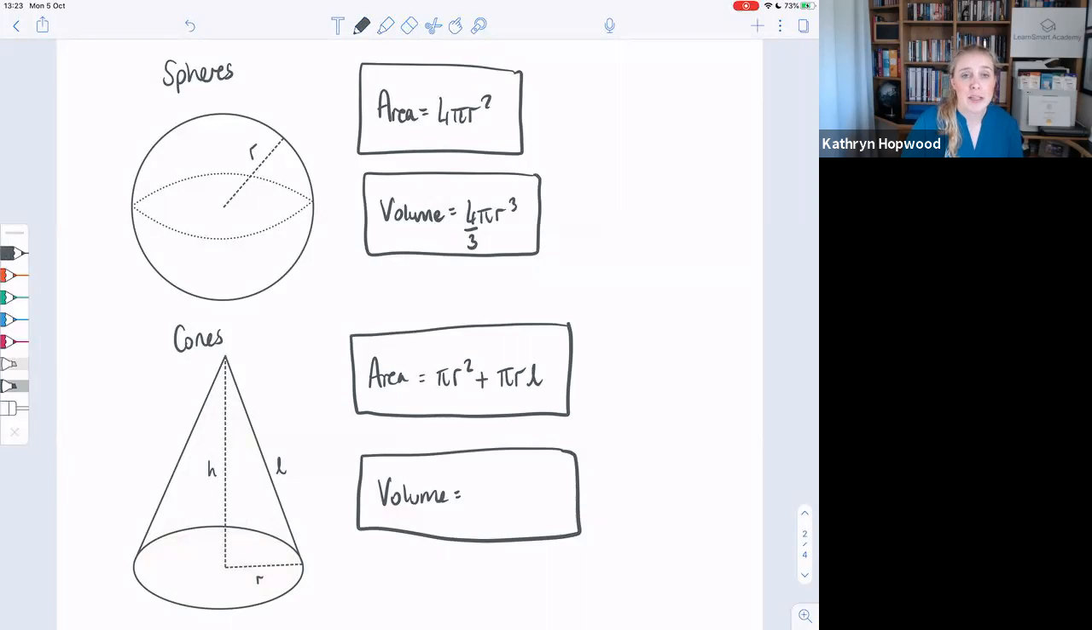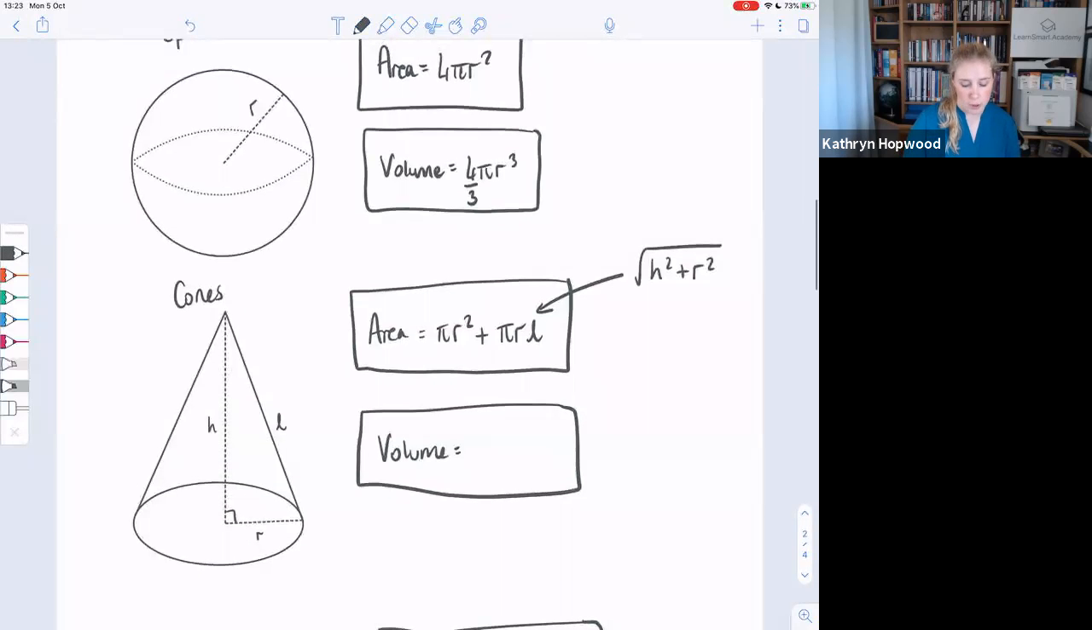Now, if we know h and r, but we don't know L, remember that L is given by, based on Pythagoras, the square root of h squared plus r squared, because this is a right-angled triangle. So that is the surface area of a cone. They might give you those equations, but you may have to use Pythagoras' theorem on a triangle within a cone question to find the value of L.